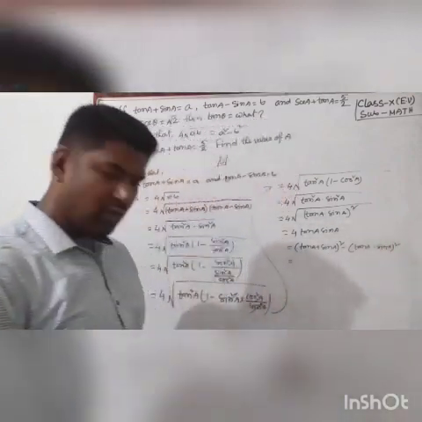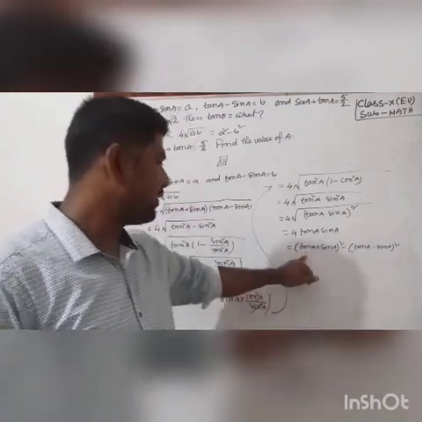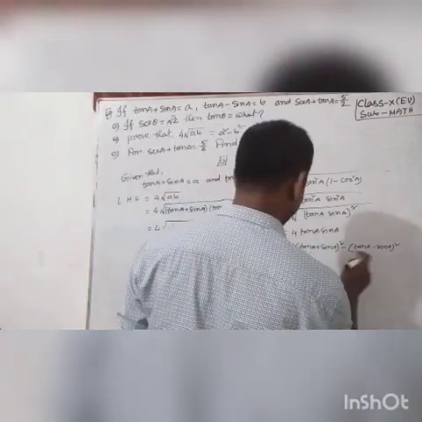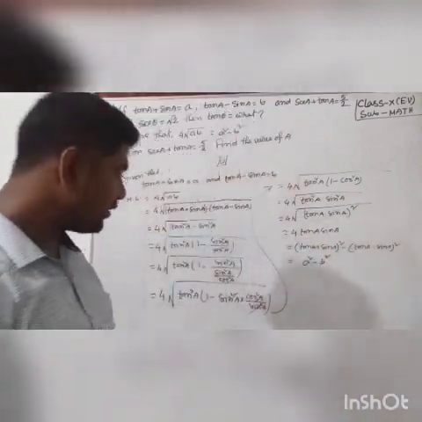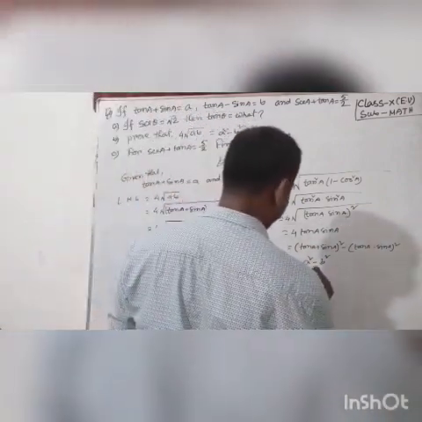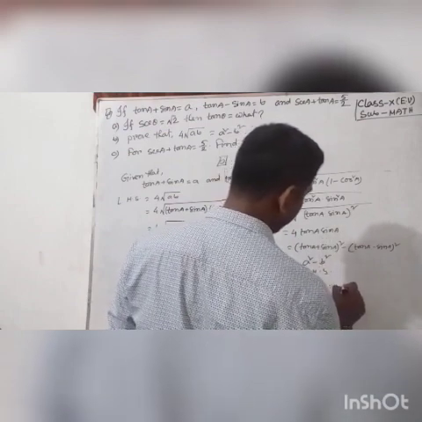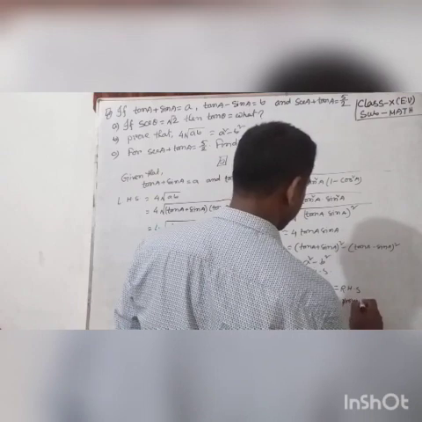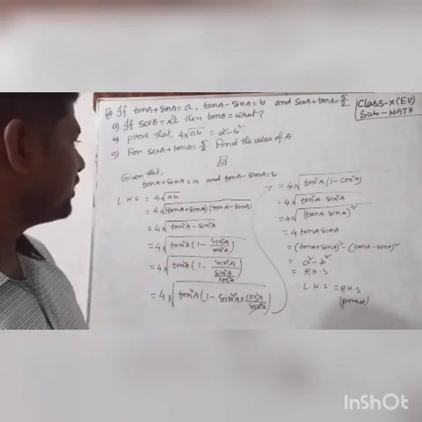Dear students, now putting the value of tan a plus sin a and tan a minus sin a. Tan a plus sin a equals a, so we can write a square, and tan a minus sin a equals b, so we can write b square. At last we find the right hand side, a square minus b square. So left hand side equals right hand side. Proved. I hope everybody understands this question.